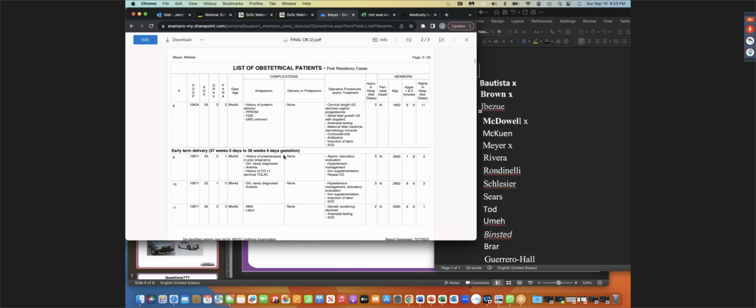Okay, so let's go to case number 8. Okay. So this is a patient who had a history of preterm delivery. Is that correct? That's correct. So let's say this patient now did not present to you at 34 weeks, but with the history of the preterm delivery, she comes to you at 12 weeks of pregnancy. Tell me, how would you counsel this patient and what would be your management plan?